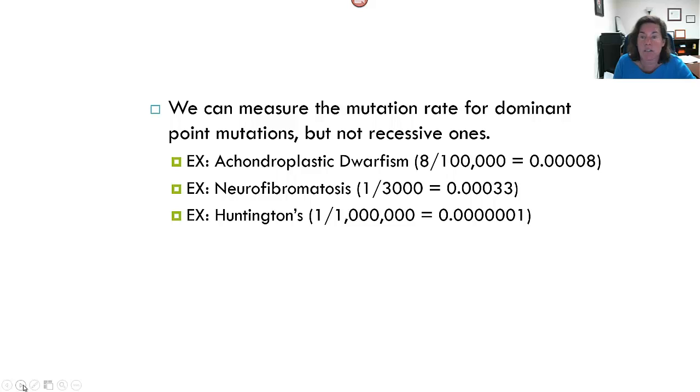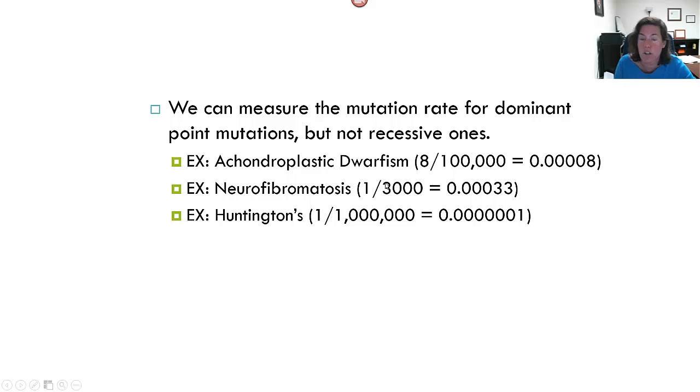Examples of dominant point mutations are achondroplastic dwarfism, about 8 in 100,000. Neurofibromatosis, 1 in 3,000, so a very high rate. Huntington's, 1 in 1 million. So this was the achondroplastic dwarfism. There was a study in Denmark that found 8 cases of dwarfs born to normal parents out of 100,000 births. So the mutation rate is therefore 8 divided by 100,000.